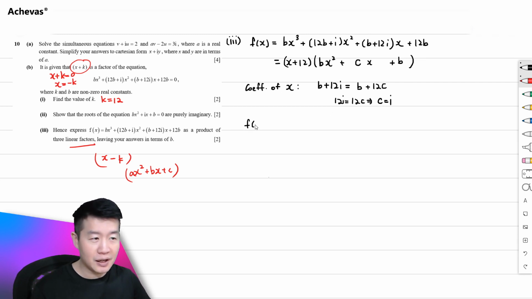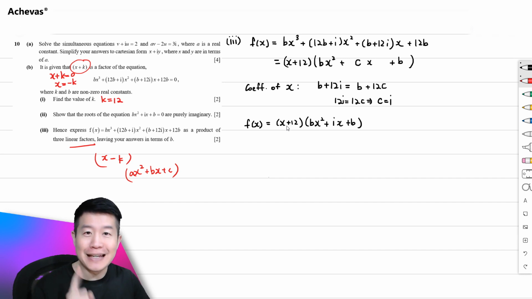And that is why I can write f(x) as x plus 12, and then bx squared plus cx, which is ix, plus b. And this is the quadratic factor. This is the linear factor. Okay? Linear factor because this is a linear expression. That's why it's called a linear factor. Quadratic factor because this is a factor and this is an x squared. That's why it's a quadratic factor.